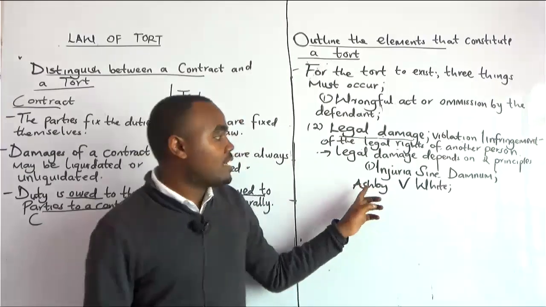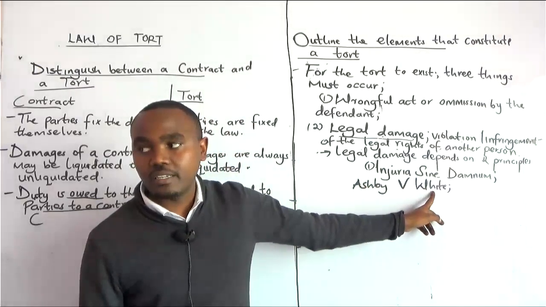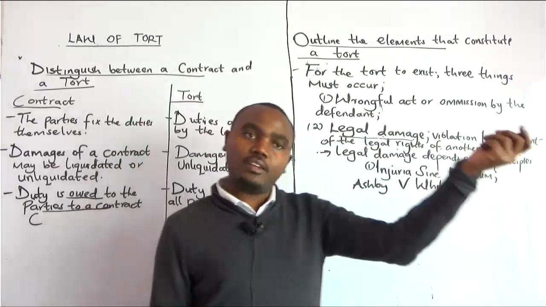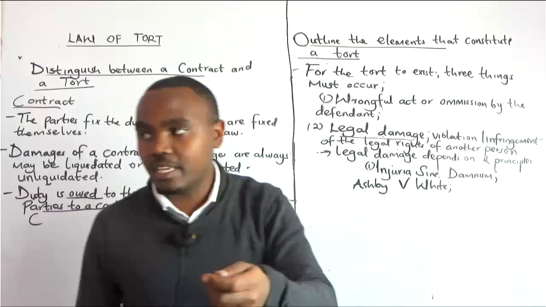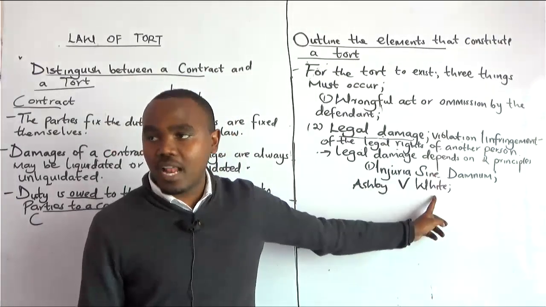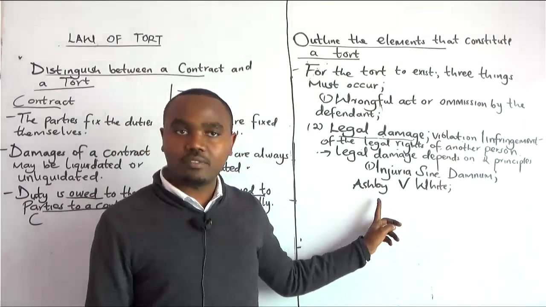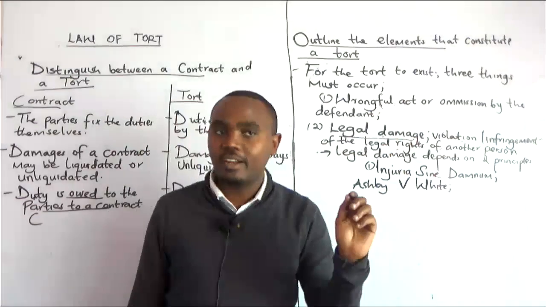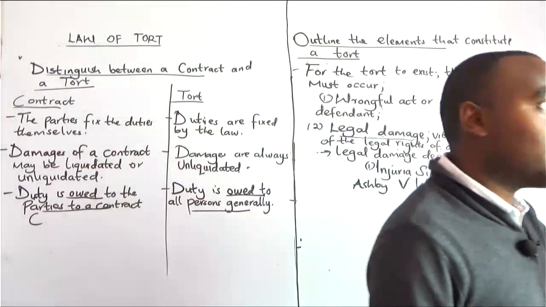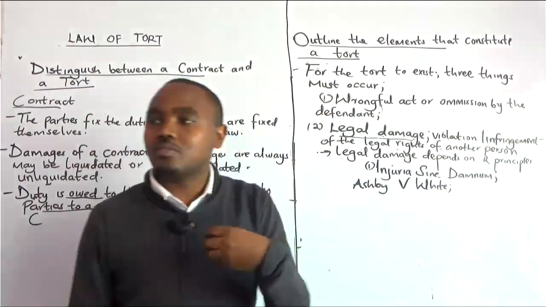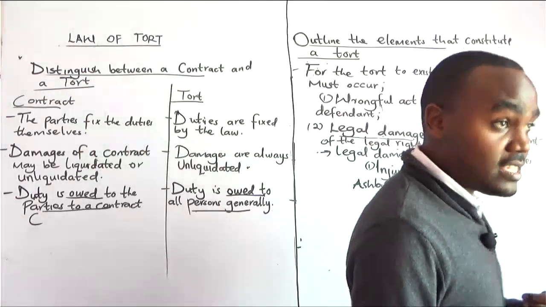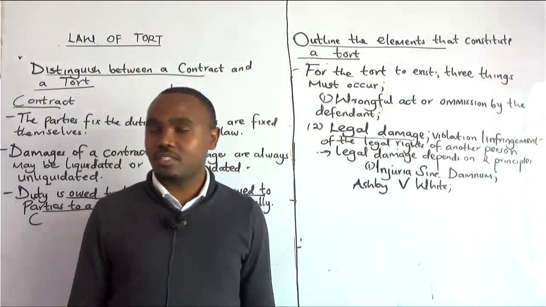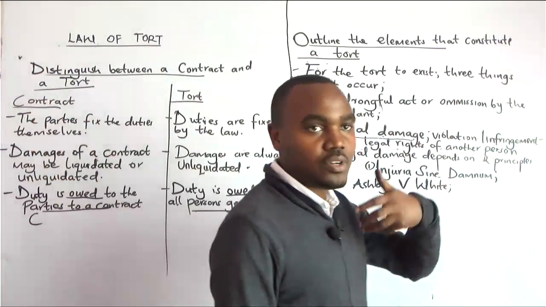What happened in this case? This White was a returning officer at that time. This one, Ashby, was a registered voter. He had applied for registration as a voter in his constituency. However, White, the returning officer, failed to register Mr. Ashby as a registered voter. So Ashby did not vote, although the person that he wanted to vote for won. But then he went to court and said, even though the person that I wanted won, I was not registered as a voter. And therefore the court held, yes, your right of voting was infringed, although you did not suffer any loss, because the candidate that you wanted was also voted in.